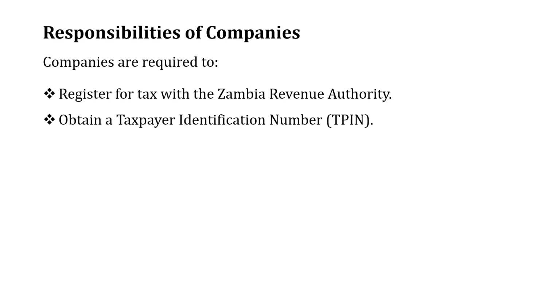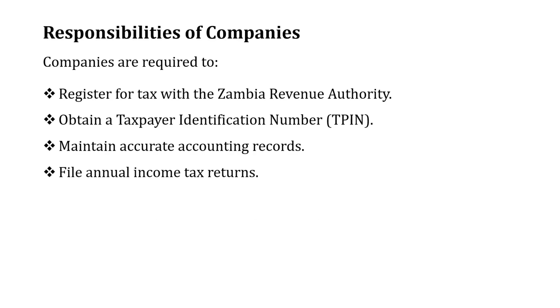TPIN, that is taxpayer identification number. That's what we call TPIN. So it's a responsibility of a company to obtain a TPIN. Another responsibility of a company is to maintain accurate accounting records. This is very important. Account statements must be well generated.